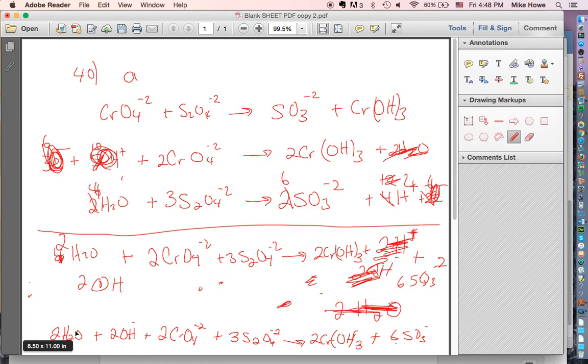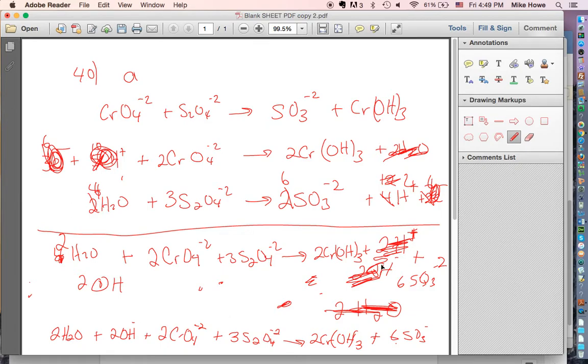So on the left side, we have 2 times 2 is 4, plus 2 is 6 H's. On the right side, I have 3 times 2 is 6 H's. On the left side, I have 2 chromiums. On the right side, I have 2 chromiums. On the left side, I have 6 sulfurs. On the right side, I have 6 sulfurs. Now the oxygens, there's a lot of them, so I've got 3 times 2 is 6, plus 18. There's 24 oxygens on that side. Here, 3 times 4 is 12. 2 times 8 is 20. 22, 24. So everything is balanced, and that's our final answer.